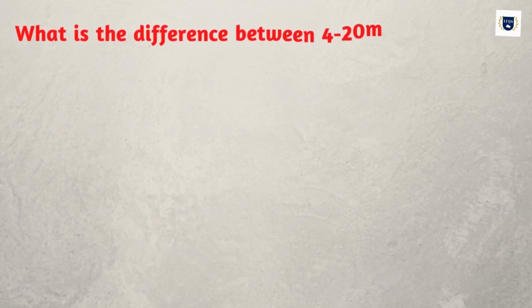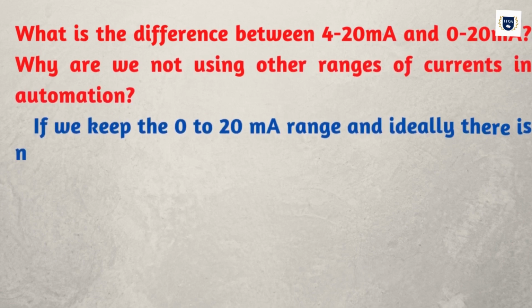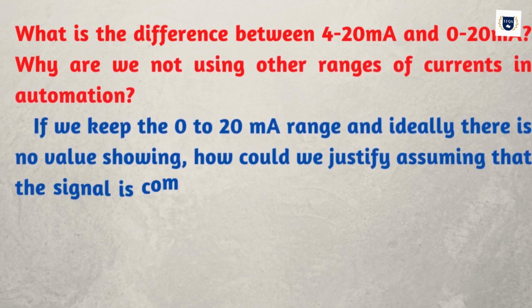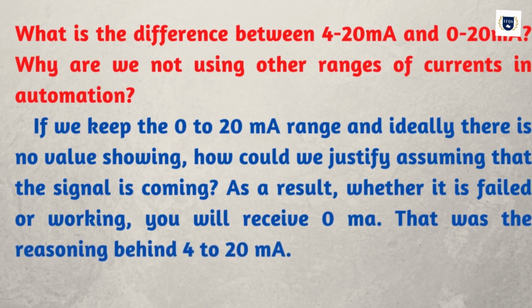What is the difference between 4 to 20 milliamps and 0 to 20 milliamps? Why are we not using other ranges of currents in automation? If we keep the 0 to 20 milliamps range and ideally there is no value showing, how could we justify assuming that the signal is coming? As a result, whether it has failed or is working, you will receive 0 milliamps. That was the reasoning behind 4 to 20 milliamps.